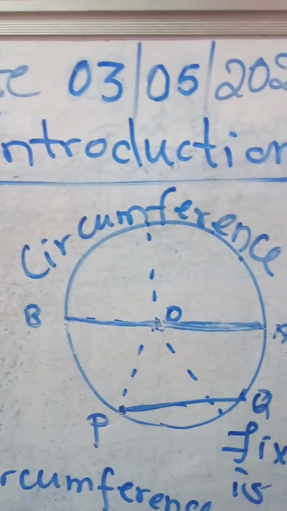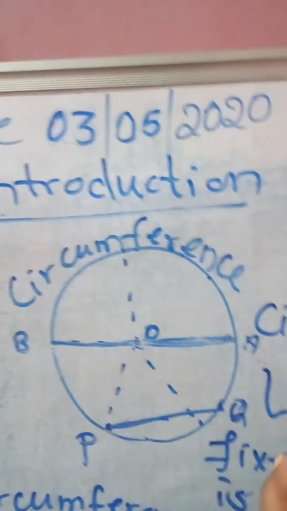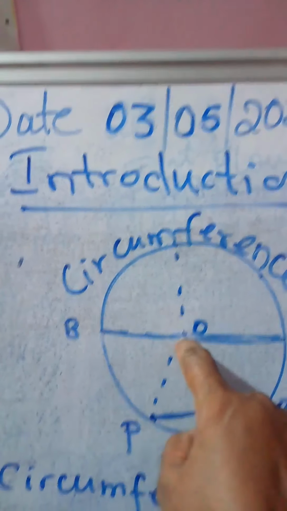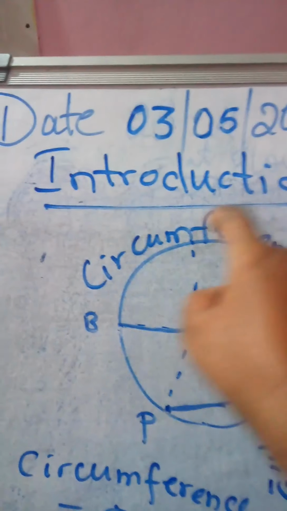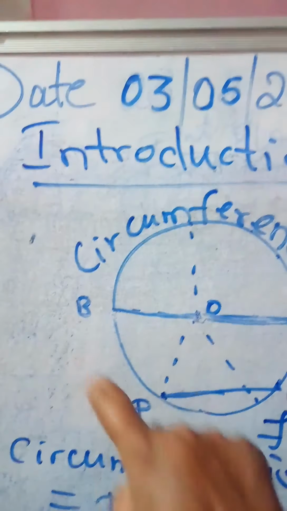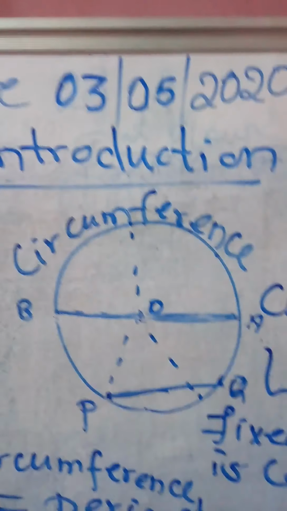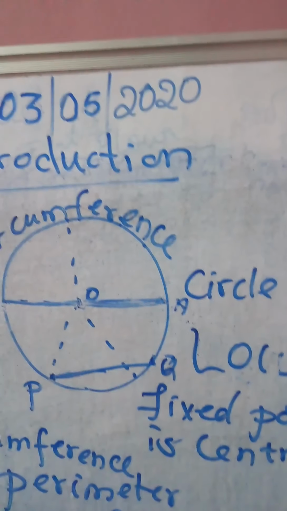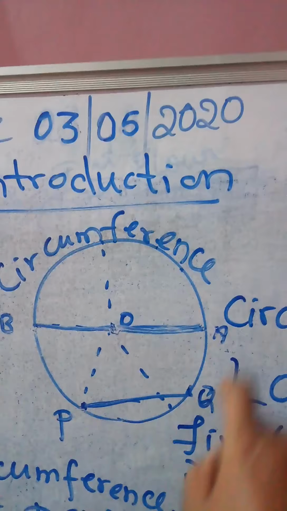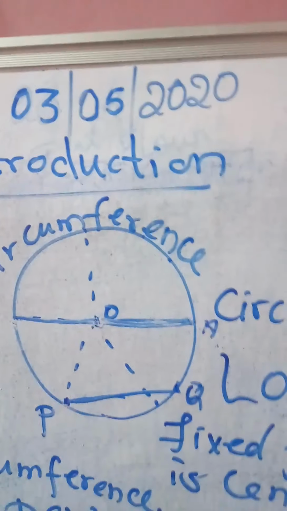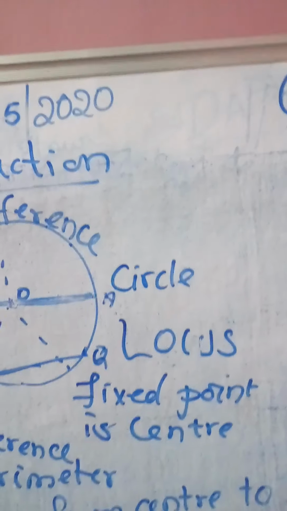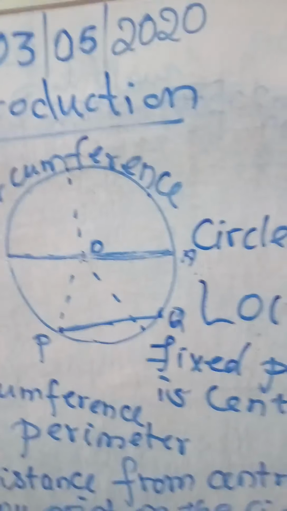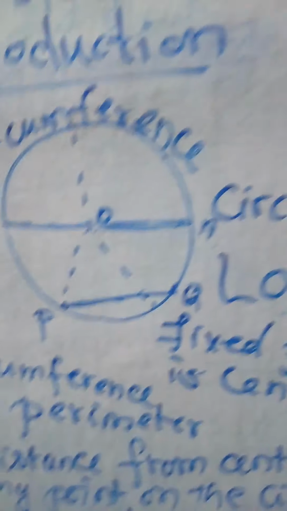One more thing I forgot to tell you about, which you will be learning this year. If there is a fixed point and a path traced around the fixed point at an equidistance, we call it a locus. A circle is also called a locus. What is a locus? A locus is a path traced around a fixed point at an equidistance. This locus can be explained in a different way, but here, just to tell you, a circle is also a locus.